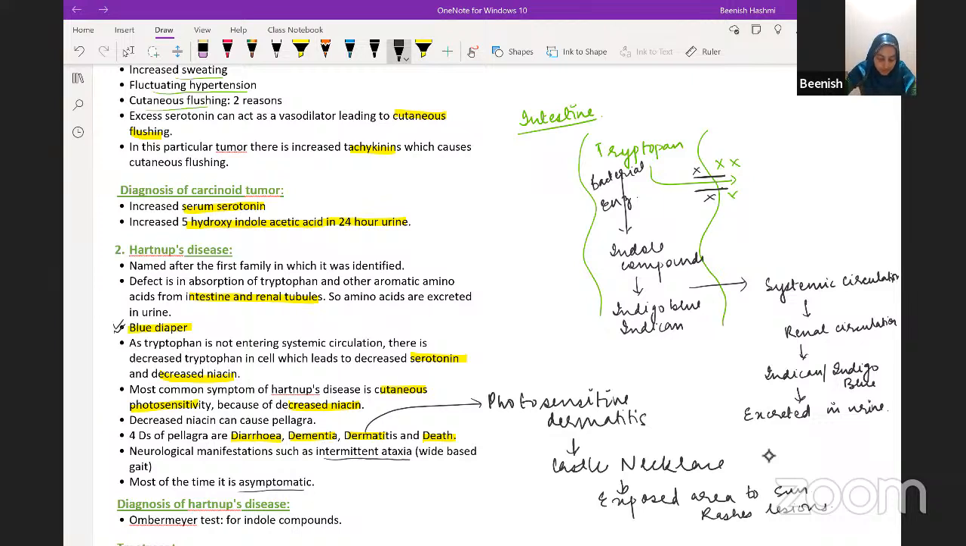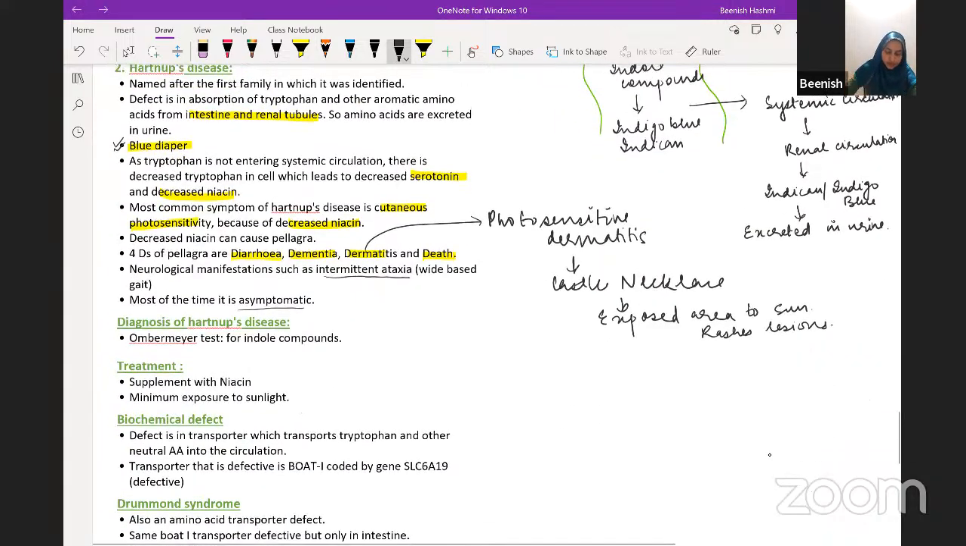So that was briefly about Hartnup's disease. The important thing is that your tryptophan absorption is defective because the transporters are defective. From where? From the intestine and the renal tubules. Then there's blue diaper. Why? Because the tryptophan in the intestine is acted upon by bacterial enzymes, which form indole compounds, and they finally enter systemic and renal circulation and are excreted in urine. Then, because of decreased tryptophan, there will be decreased synthesis of niacin, which will lead to pellagra-like symptoms. And then you have the manifestations of pellagra, that is the 4 Ds: diarrhea, dementia, dermatitis, and death.